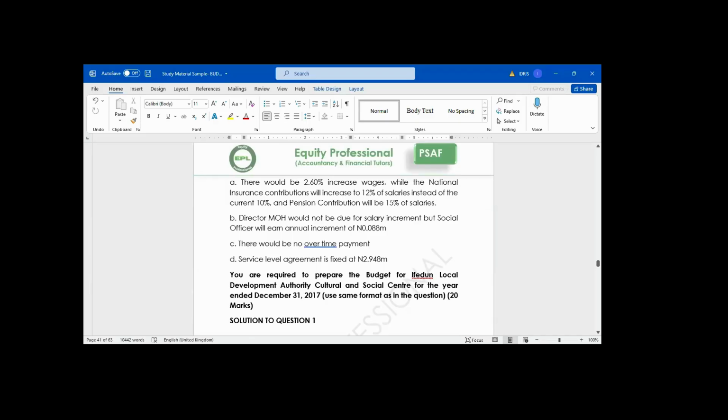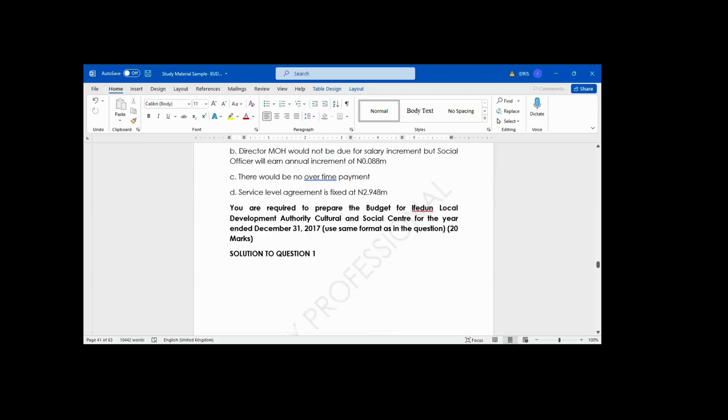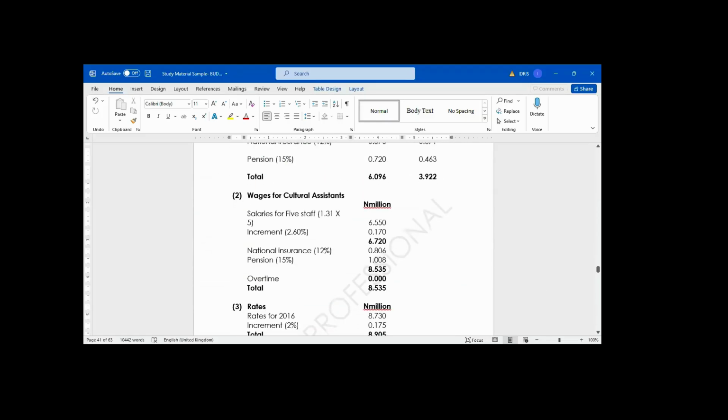I was thinking this 12% is for salary, but I just saw that it's for insurance. So 12% insurance is going to affect that wages too. 12% of 6.720 will give you 0.806. What is the new rate for pension? 15%. So 15% of 6.720 will give you how much?